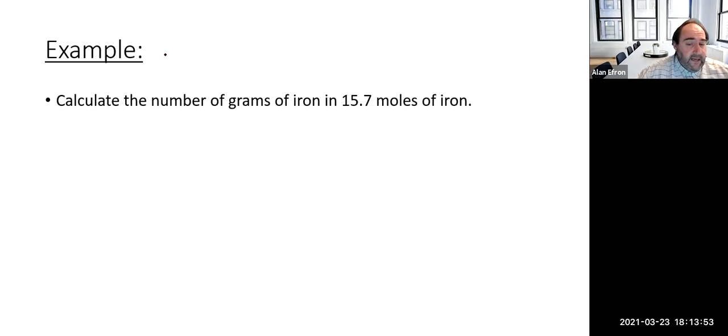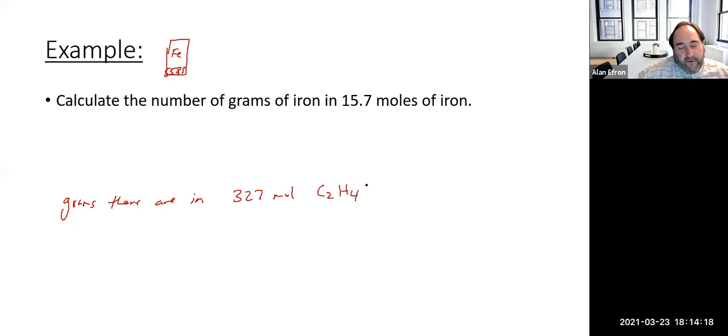Once you give this one a go, calculate the number of grams there are in 15.7 moles of iron. Iron on the periodic table looks something like this, and 55.85, I think. While you're at it, why don't we do how many grams there are in 327 moles of C2H4, and see what you come up with. I'll put those up there as well.